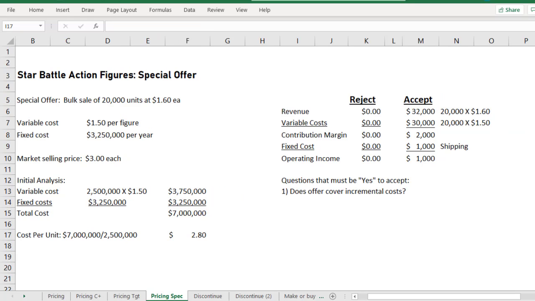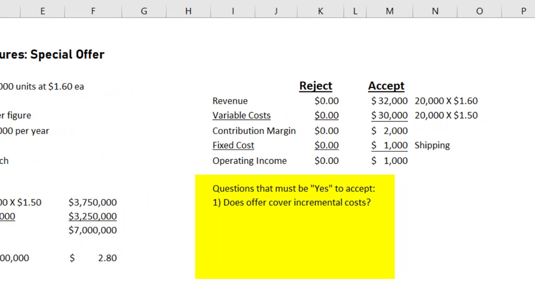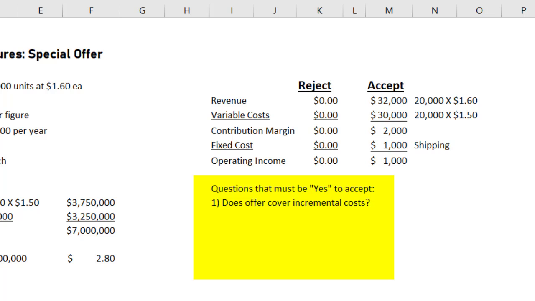So should we accept this offer? Well, there's two questions that we have to ask ourselves, and they must both be yes in order for it to make sense to accept. We've already asked the first one. Does the offer cover the incremental cost? And it does, because the revenue is going to be higher than the incremental cost, the cost that differ, by $1,000. Then we're going to have an extra $1,000 if we accept it.